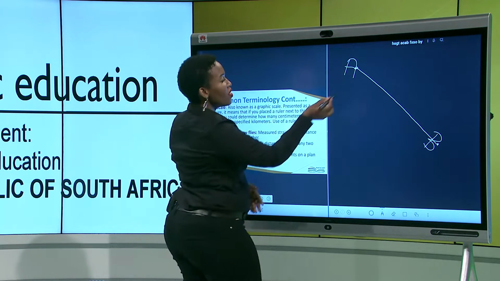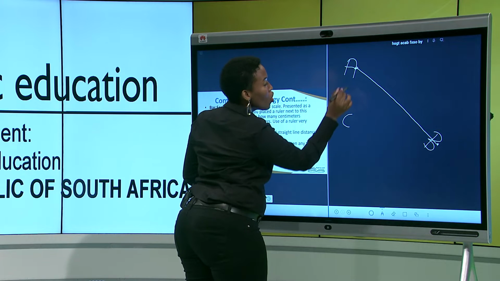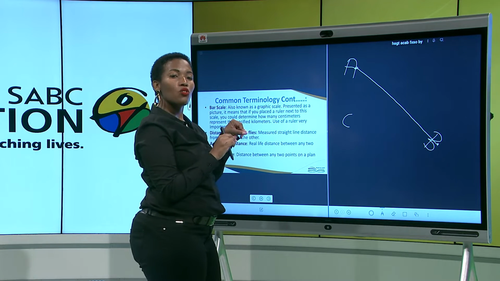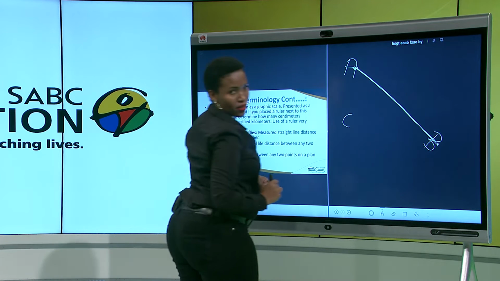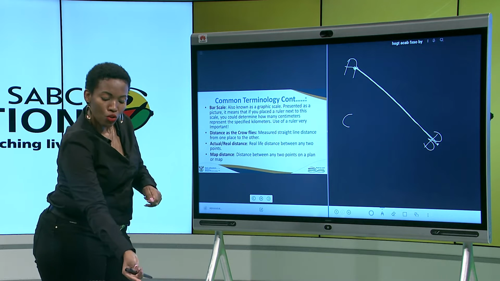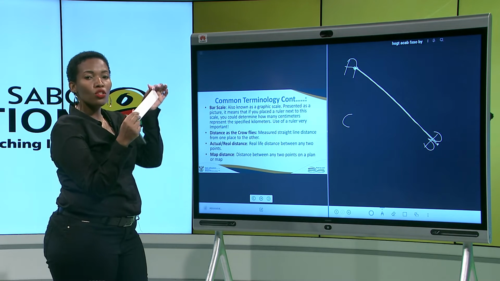Even if maybe there was no route here, and you had to pass point C first to get to point B, when they say the distance as the crow flies, it is just a straight line distance. So when they say calculate the distance as the crow flies, you know that you need your ruler and measure your distance as a straight line from one point to the other.